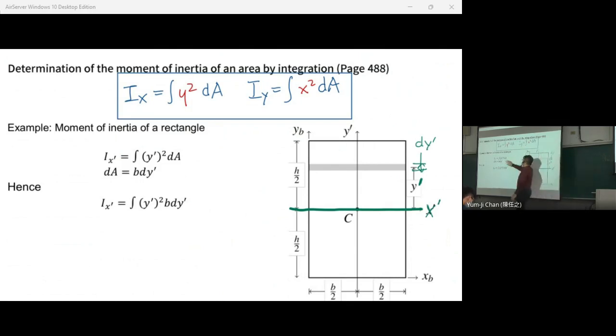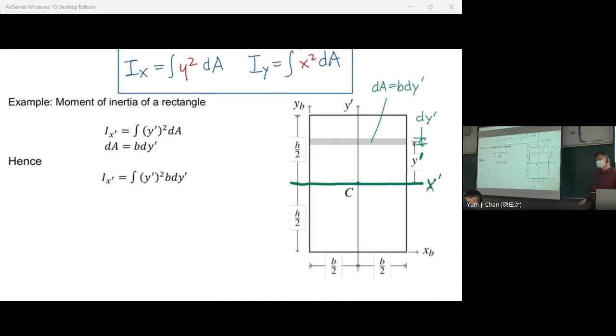Because we cannot do the integration with dA directly, we put dA equal to the area of this region. dA is equal to b dy prime. Can you see this? Quite good. Okay, dA is equal to b dy prime. Therefore, take your time to draw this.